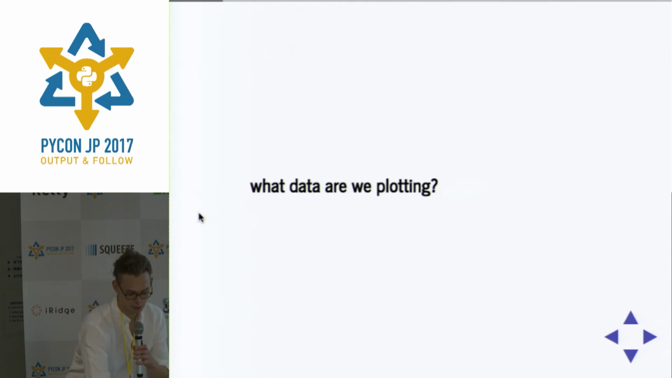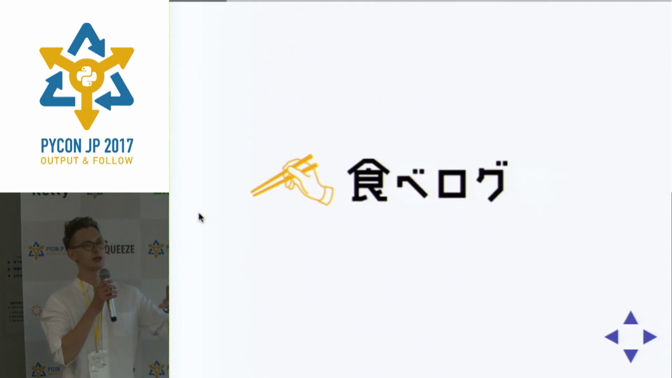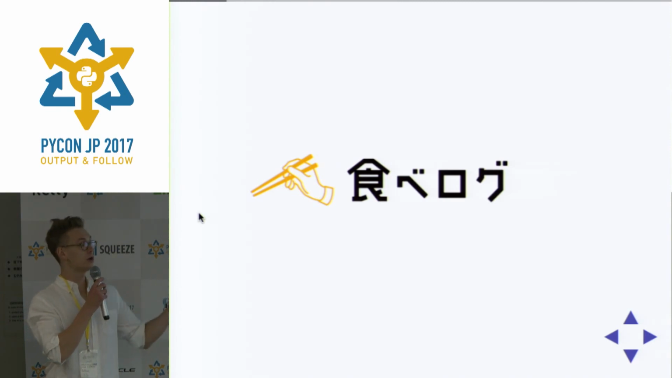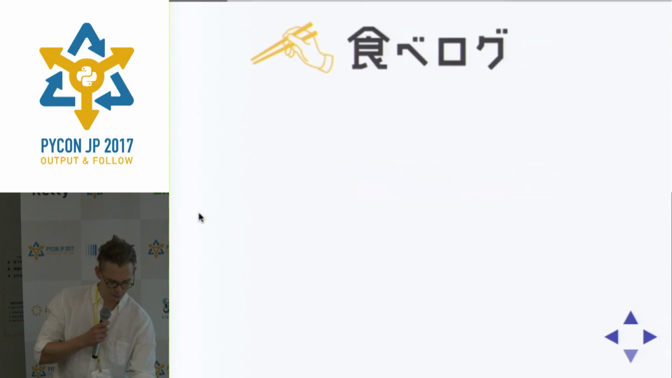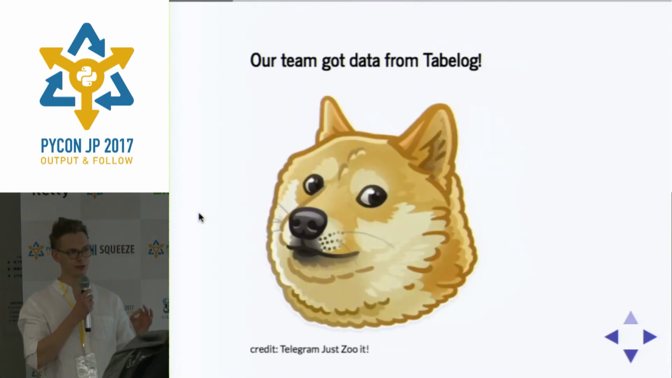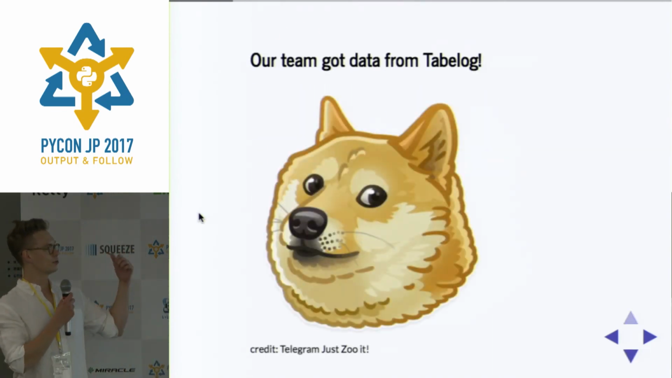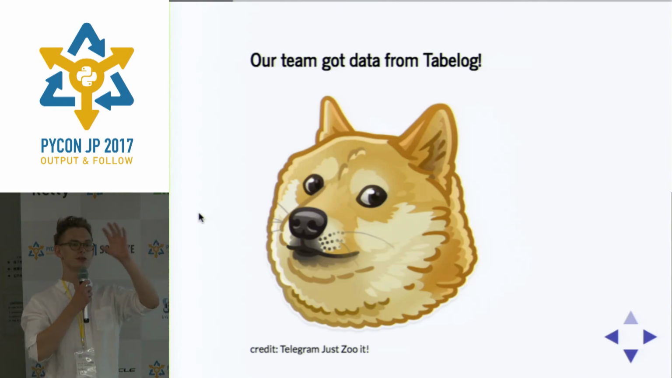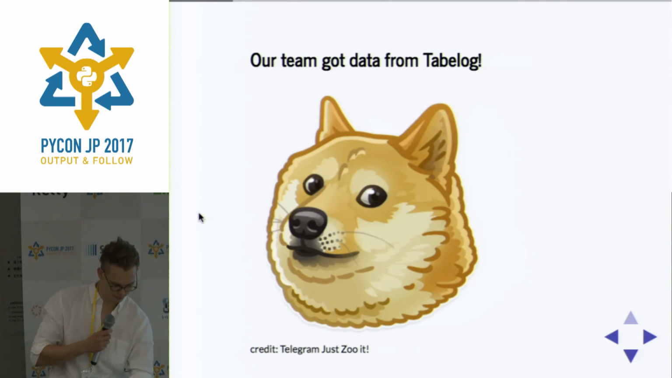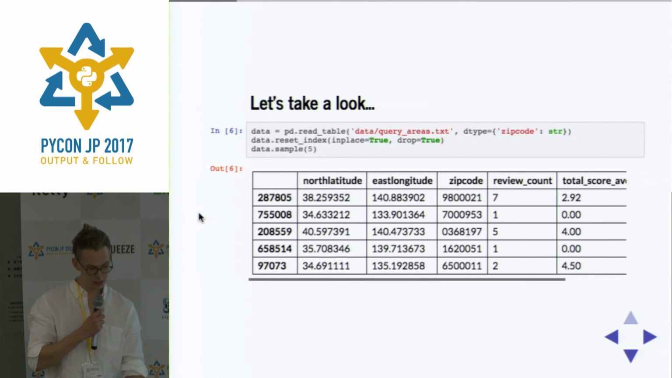So you're probably wondering what data I'm plotting. So the company I work for has tight connections with Tabelog. So our team was very lucky that we got a lot of very nice data from Tabelog. So what I just plotted were the average restaurant scores for all the different areas. So the data, or at least a tiny bit of the data, looks like this.